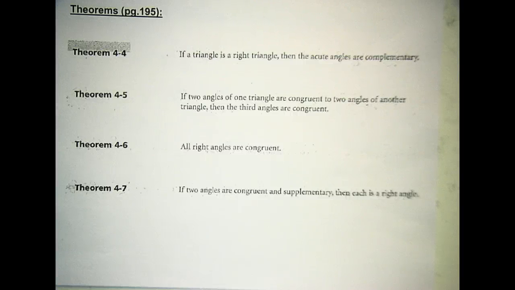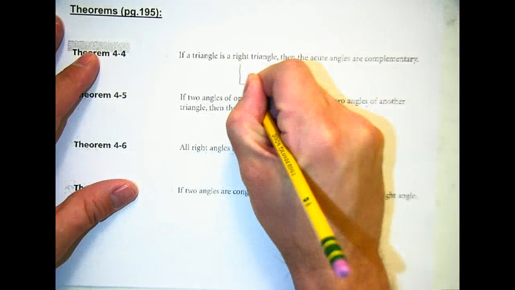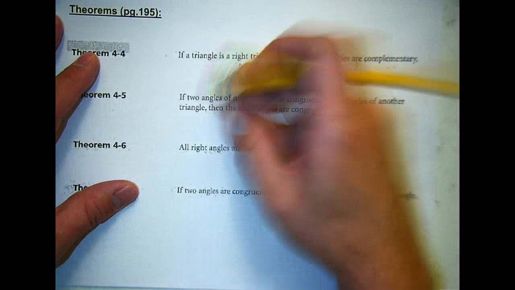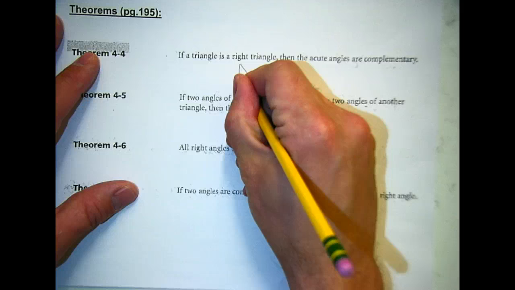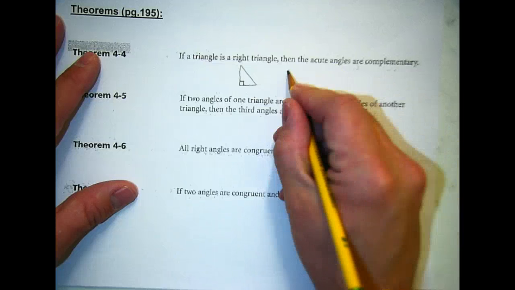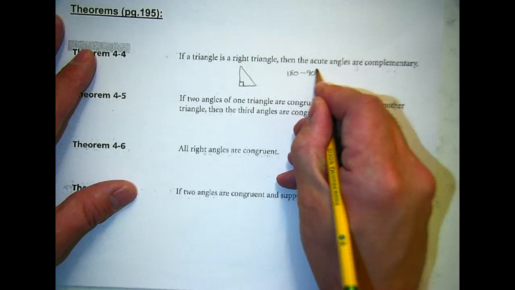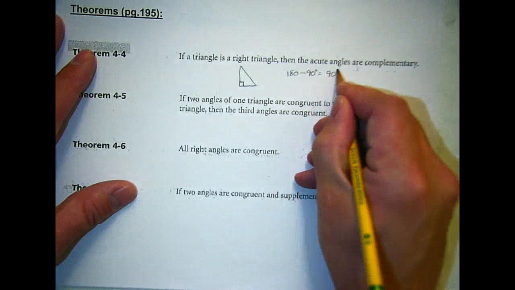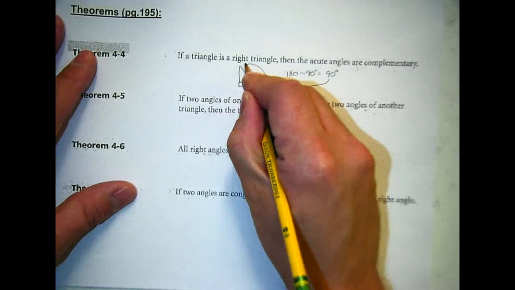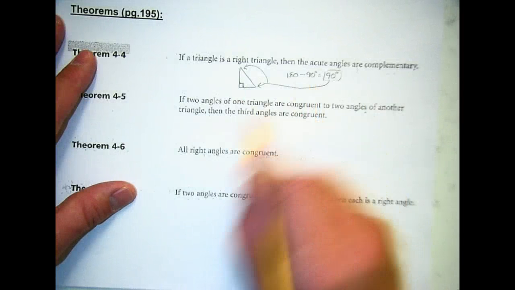Okay, think through it. Try to draw a quick picture. So if a triangle is a right triangle, I'm going to draw a right triangle. Then its acute angles are complementary. Well, we know in a right triangle we already have one angle that measures 90. So if all the angles of a triangle measure 180, and you subtract the one that measures 90, what are you left with? You're left with 90. Therefore, this angle and that angle have to add up to 90. That's the remaining after you take off that 90. Okay? How many knew that?